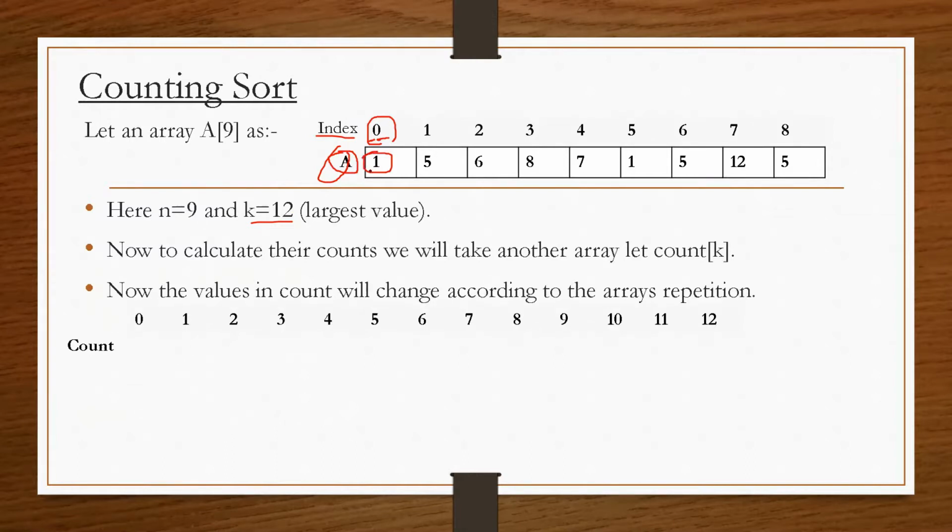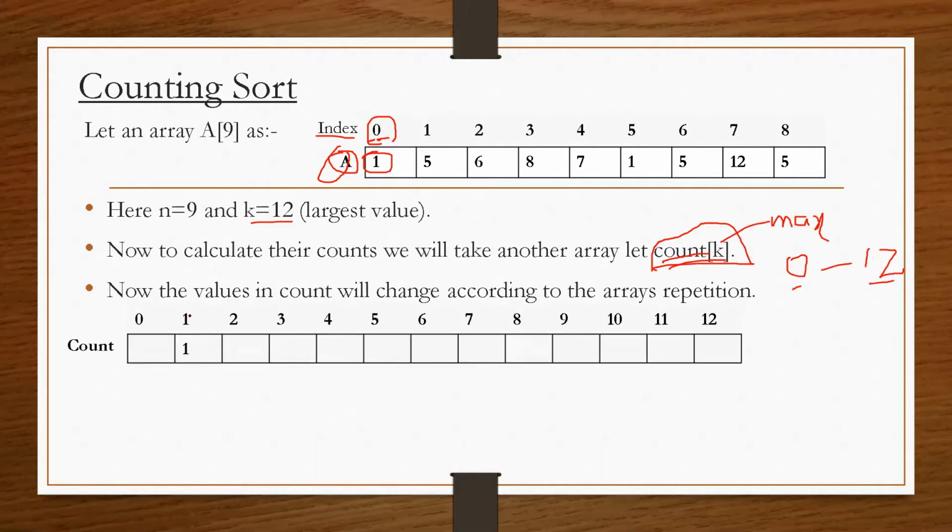For knowing its count, we will create another array, which will be count of size k, where k is the maximum we have. So basically, our count array is telling us about our range, that our elements range from 0 to 12. Proceeding further, our count array will keep a check of how many times the elements of the array are repeated.